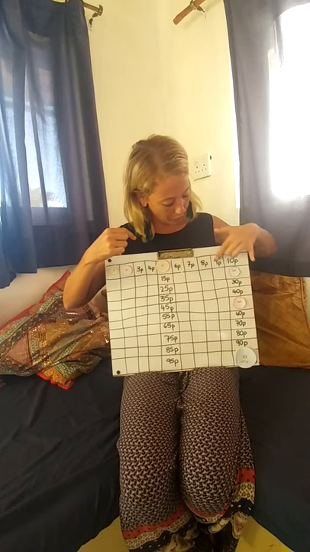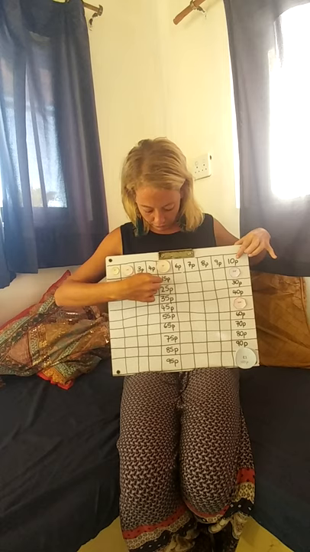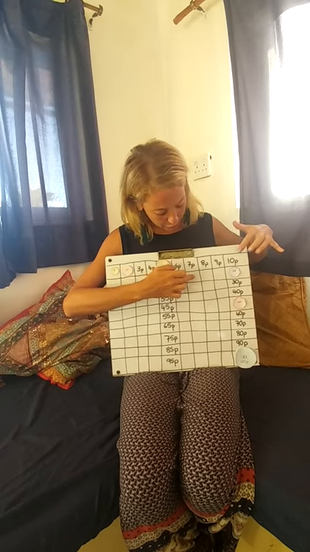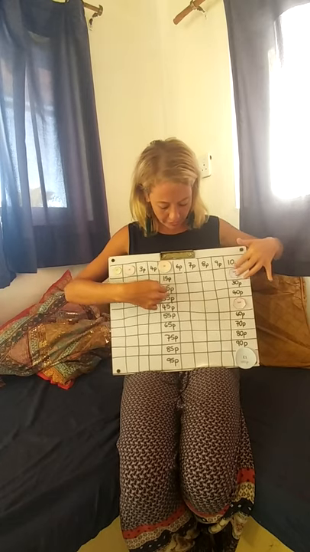Every time it's taking five steps. 1, 2, 3, 4, 5. 1, 2, 3, 4, 5. 1, 2, 3, 4, 5. So we can see there's a pattern that's going from the middle to the end.